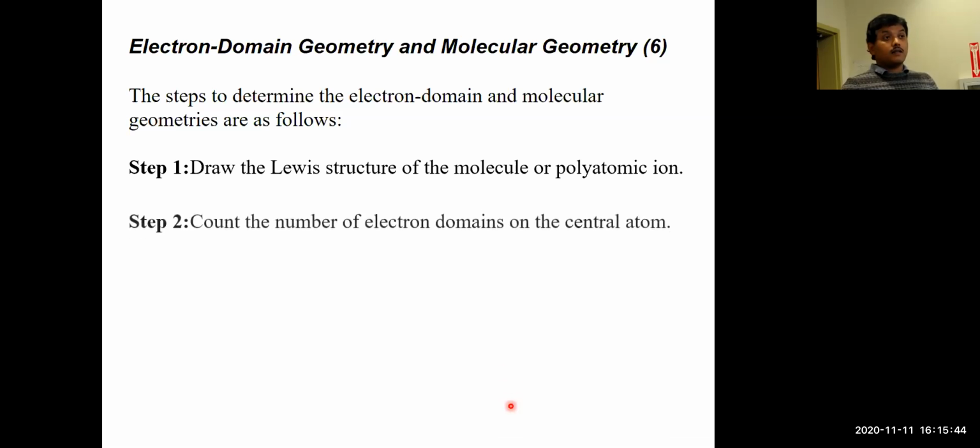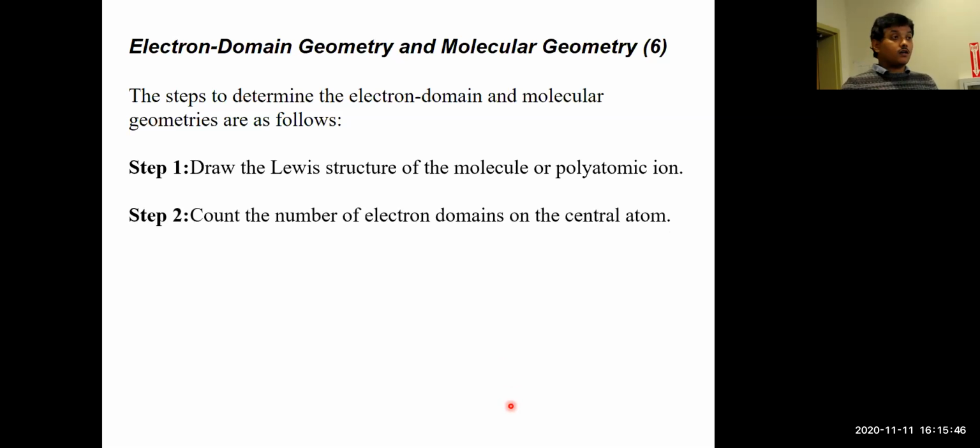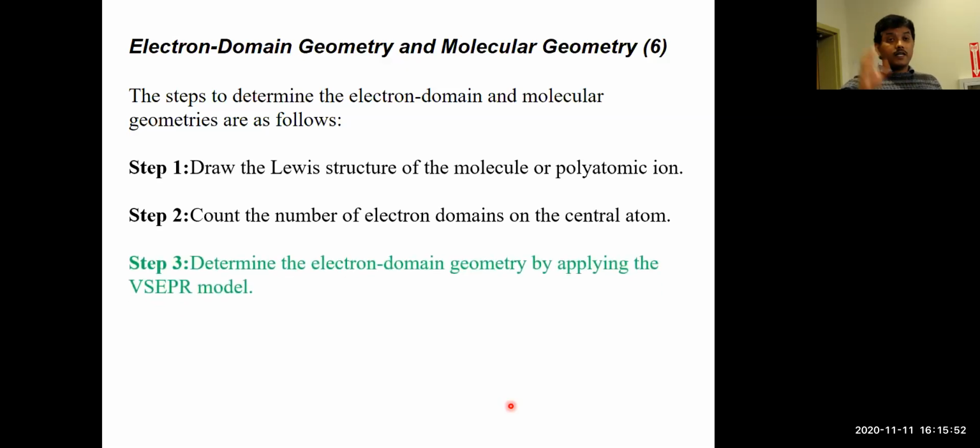Once you do that, then count the number of electron domains present around the central atom. And using those total electron domains, you can predict the electron domain geometry using the VSEPR model. Valence shell electron pair repulsion theory says, if you have 2 electron domains, you should have linear shape. If you have 3 electron domains, you should have trigonal planar shape. If you have 4 electron domains, you should have tetrahedral shape. So it's going to be different for every combination. So you will predict the electron domain geometry.